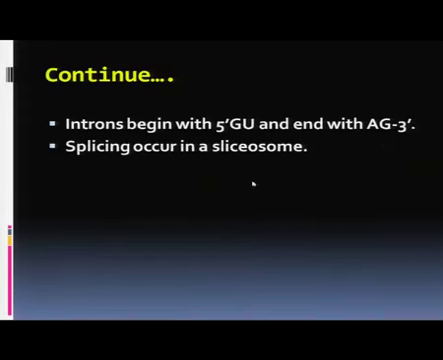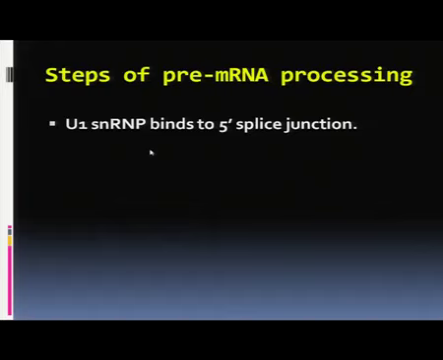There are 5 principal snRNPs, that is, small nuclear ribonucleoproteins, and these are U1, U2, U4, U5 and U6. These 5 principal small nuclear ribonucleoproteins help in processing and splicing of pre-messenger RNA. Now, let us see the steps of processing of pre-messenger RNA. First, the ribonucleoprotein U1 binds to the 5 prime junction.